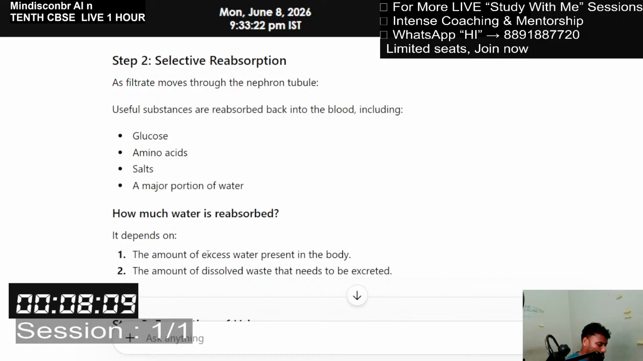So after filtration, the filtrate contains chemical substances that need to be removed. This filtrate moves to the tubular part of nephron, and in this tubular part, what happens? Selective reabsorption of useful substances takes place. That includes glucose, amino acids, salts, and a major portion of water.